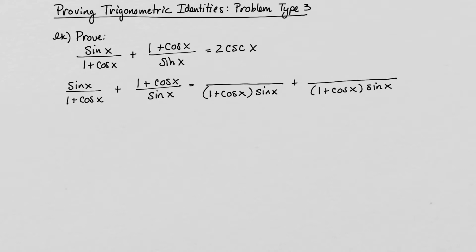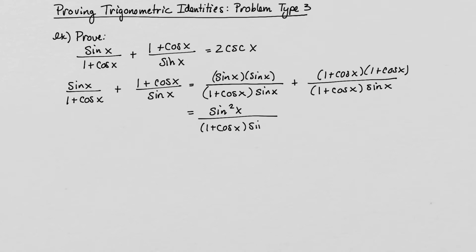And so in the first fraction, I had the 1 plus cosine x already in the bottom, so I had to multiply the bottom by sine x, which means I have to multiply the top by sine x. So we'd have sine x times sine x. And in the second fraction, I had to multiply by 1 plus cosine x, so I'm going to have 1 plus cosine x times 1 plus cosine x. And then I'm just going to work out what that stuff is. So in the top here, we have sine squared x over 1 plus cosine x times sine x.